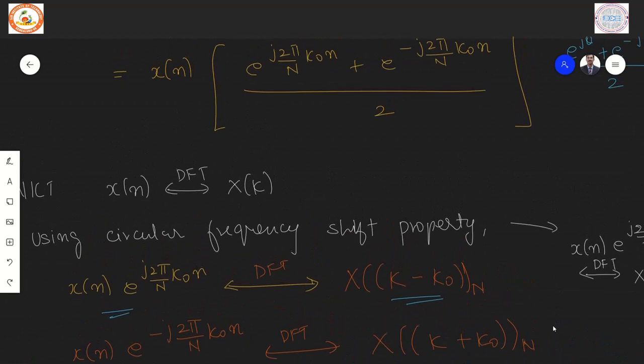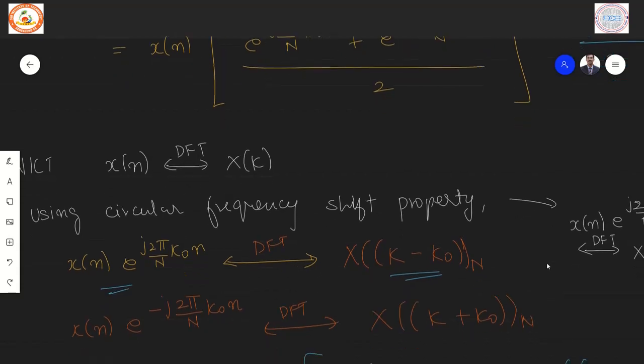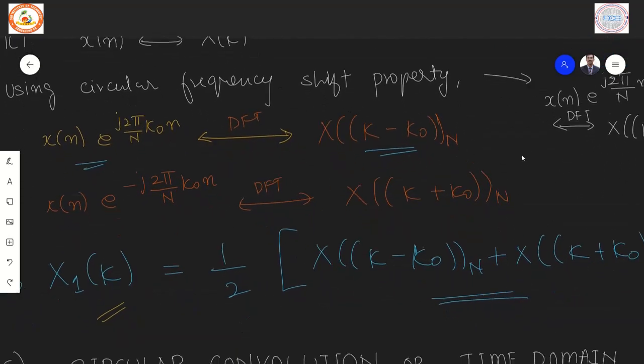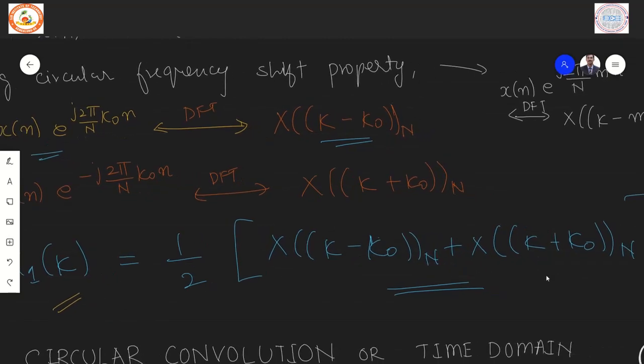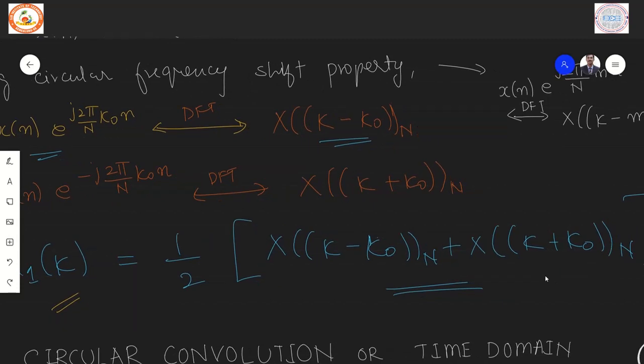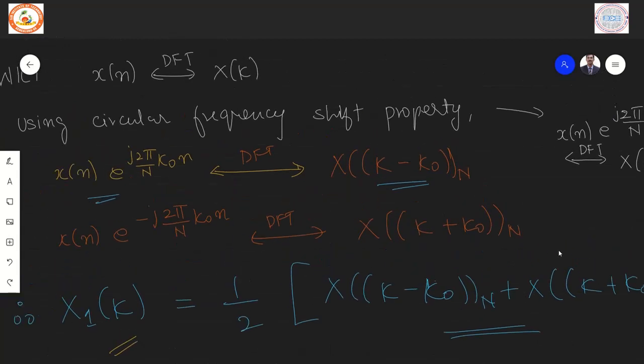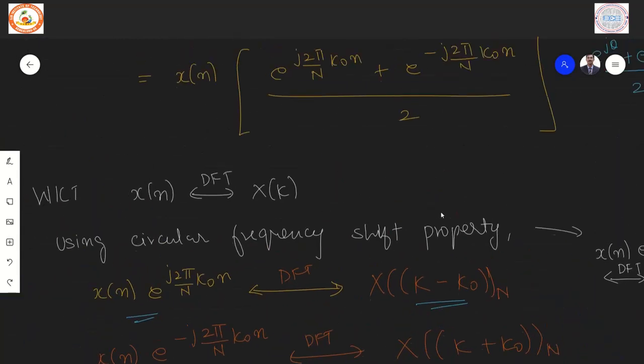Hence, combining these two results, see, 1 by 2 here is a constant which we have not included up to now. So now we can put it. The final answer will be x1 of k equals 1 by 2 times x of k minus k naught mod n plus x of k plus k naught mod n. So this is a simple application of the property called the circular frequency shift property.